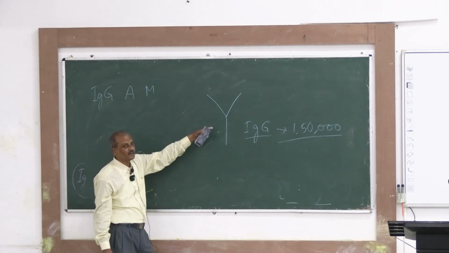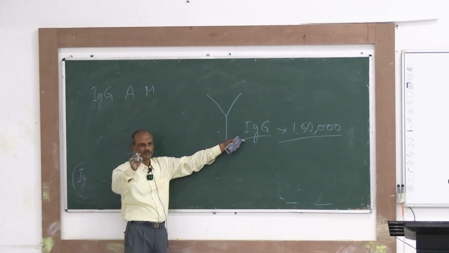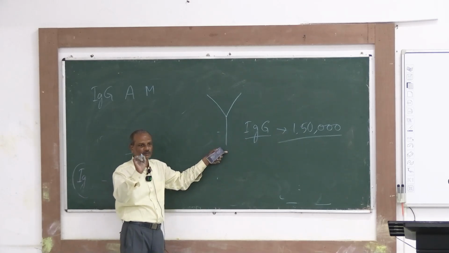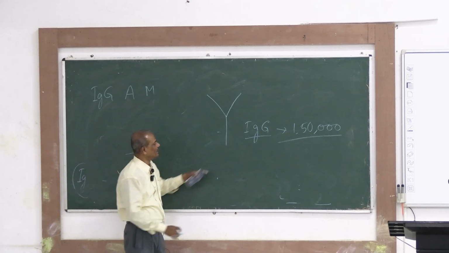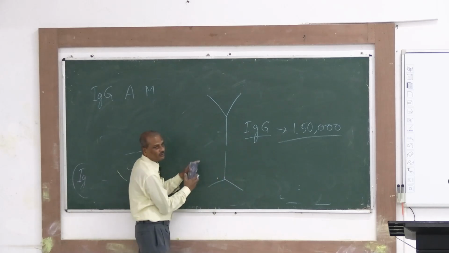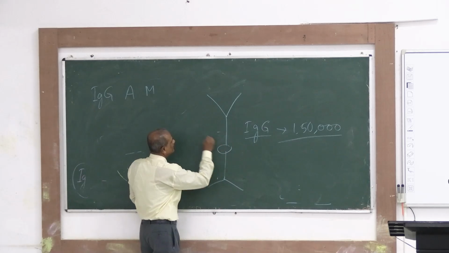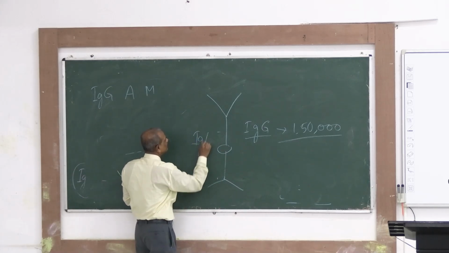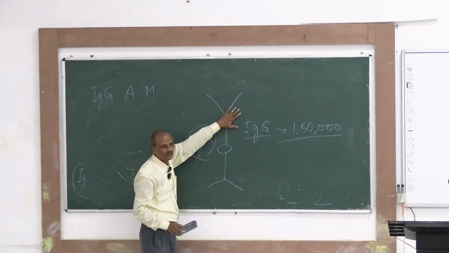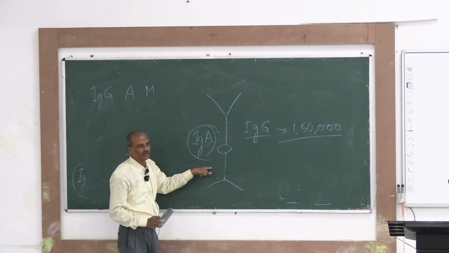Actually, this is the antibody which crosses the placenta and gives immunity to the baby, and this is the antibody which is present in the secondary immune response, not in the primary. Now, when 2 units of IgG or 2 units of such type of structure are added together with a joining chain, then it becomes IgA. So, IgG is basically a monomer, IgA is basically a dimer, and it is connected by a joining chain.